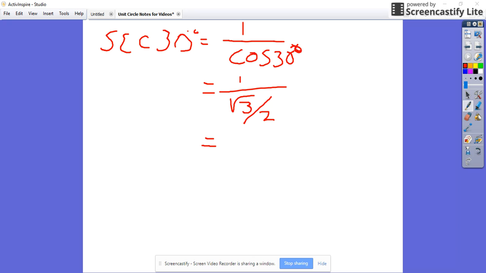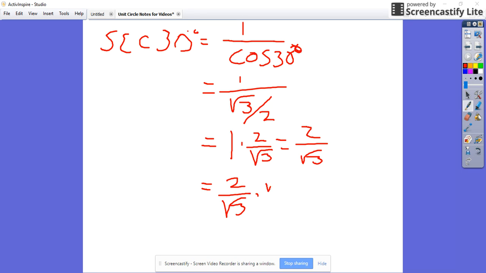So since we're dividing by a fraction, we're going to take the reciprocal of the denominator there. That really is 2 over root 3. But we can't leave that root down there in the denominator. So what we need to do is rationalize it. So we're going to take 2 over root 3 times root 3 over root 3. And if you're wondering why I'm doing that, it's because I can't leave the root in the denominator.